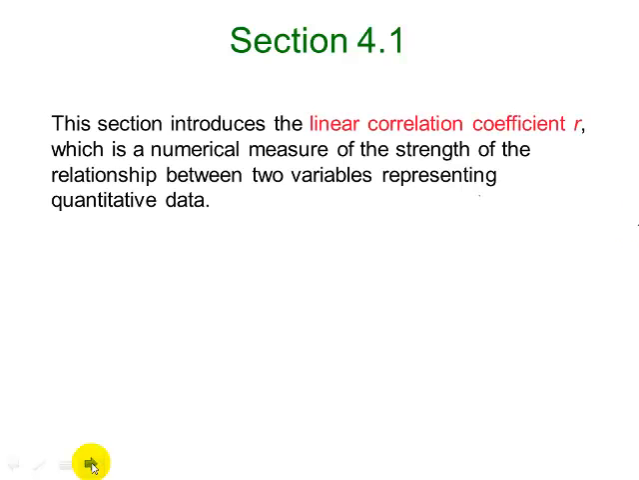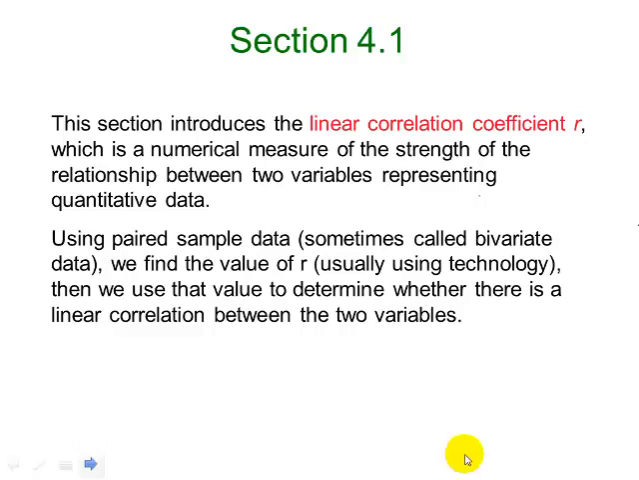And in this section, back at the beginning of the semester, we talked about the linear correlation coefficient R. It's a numerical measure of the strength of the relationship between two variables representing quantitative data. So when we're doing this, we're going to have paired sample data. Sometimes we call this bivariate data. And we find the value of R, usually using technology, and then we use that value to determine whether there's a linear correlation between the two variables.